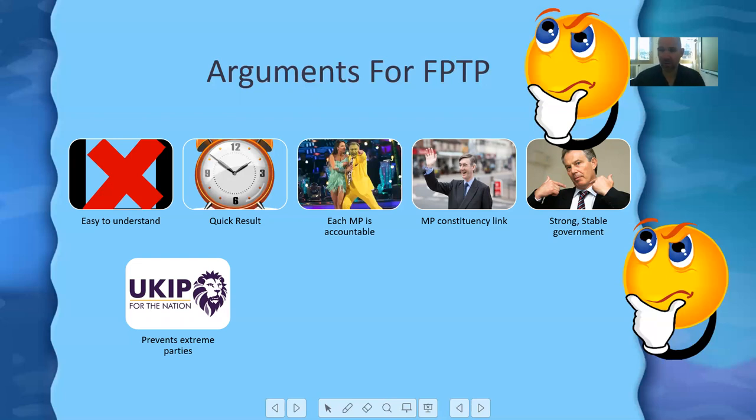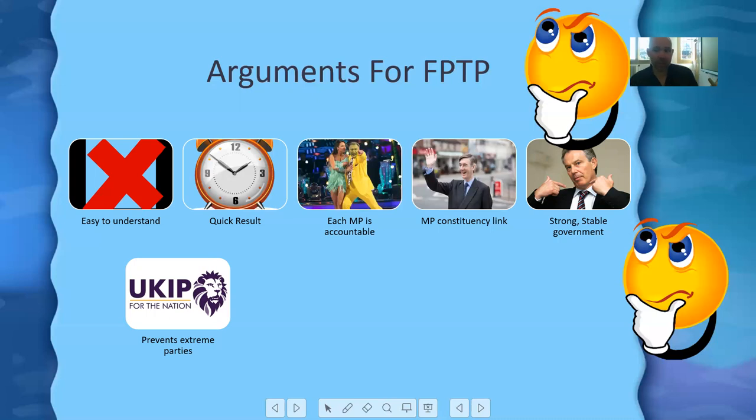In 2015, UKIP gets over 10% of the vote and gains one seat in the House of Commons. It prevents niche parties from getting into Parliament. Now, if you are a UKIP fan, you are probably appalled by this, and I completely understand that viewpoint. But just go with the point I'm trying to make here for a minute. If you see UKIP as a more extreme party for any reason, then first past the post protected the United Kingdom from that party gaining many seats in the House of Commons.